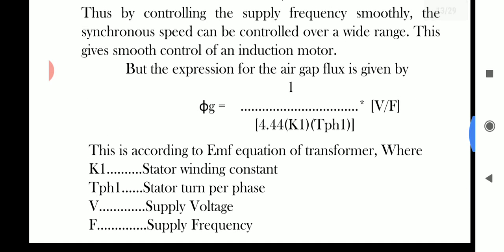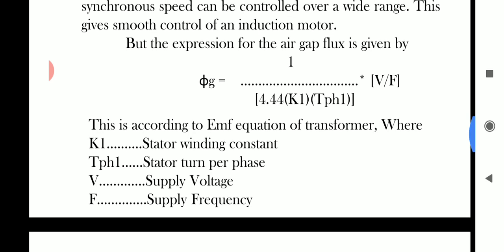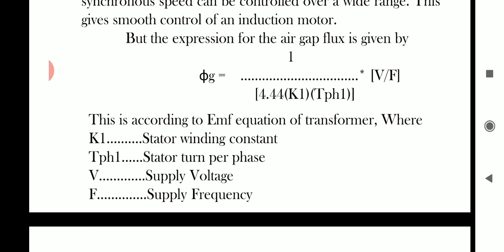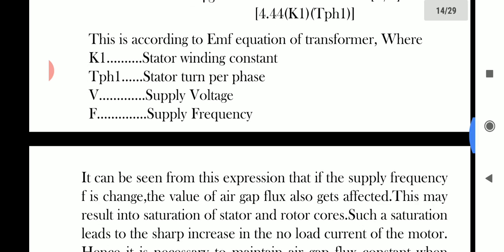It means that as you are changing the value of frequency, you also change the voltage v. If the v by f ratio is maintained constant, then the air gap flux will be constant, and that will not be affected because K1 and TPH1 are always constant. So along with frequency you have to change the value of voltage so that the ratio v by f remains the same. That's why the method is called the v by f control method. So how to change the value of voltage v along with the frequency, we'll see now.